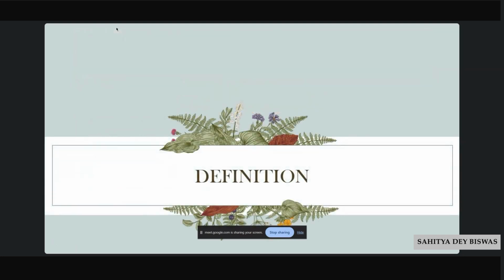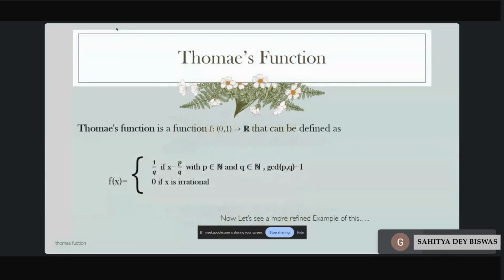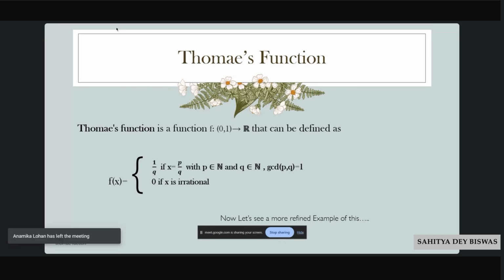Now the definition of Thomae function. Thomae function is a function from the open interval 0 to 1 to the real numbers. It is defined as f x equal to 1 by q if x is of the form p by q, where p and q belong to natural numbers and GCD of p and q is equal to 1. Basically, x is a rational number. And f x equal to 0 if x is an irrational number.